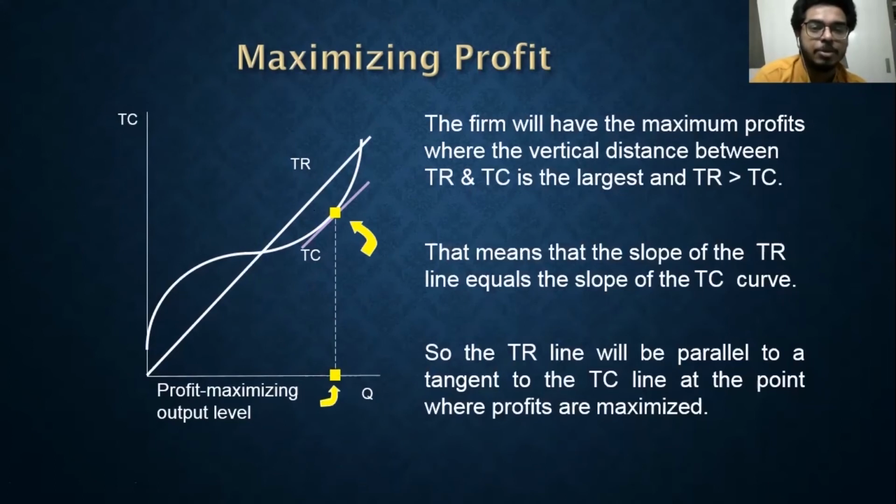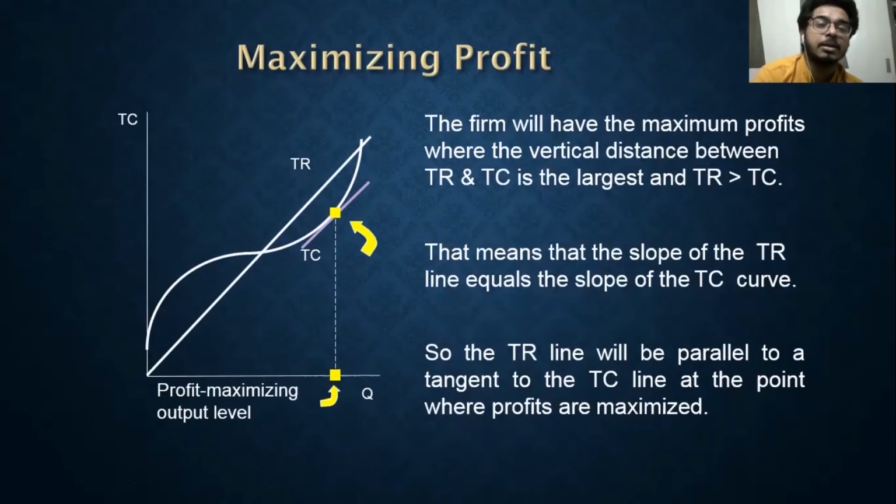So the vertical distance between total revenue and total cost is maximum over here. The difference between total revenue and total cost at this output, which is called the profit maximizing output level, is the same. After that, the total revenue remains the same, but the cost increases. So the economic profit starts declining.